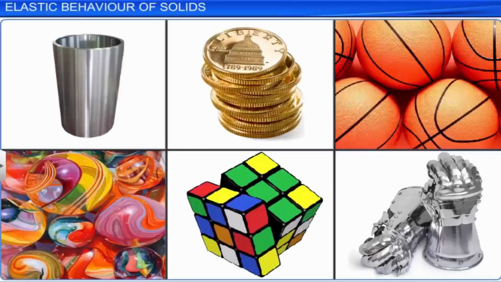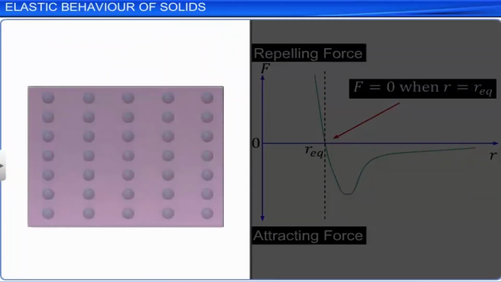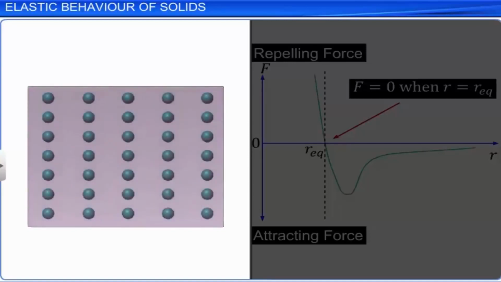Solids exist in different shapes and sizes. The molecules within a solid body occupy fixed positions and their relative distance of separation remains constant. The molecules are in equilibrium with each other and experience no net force.